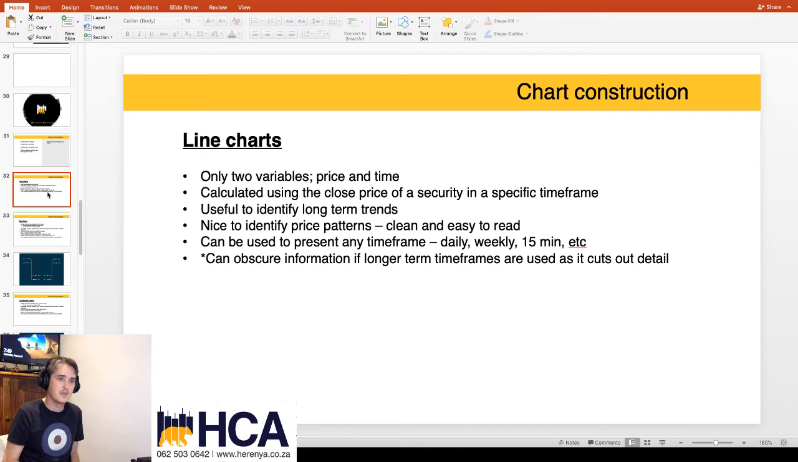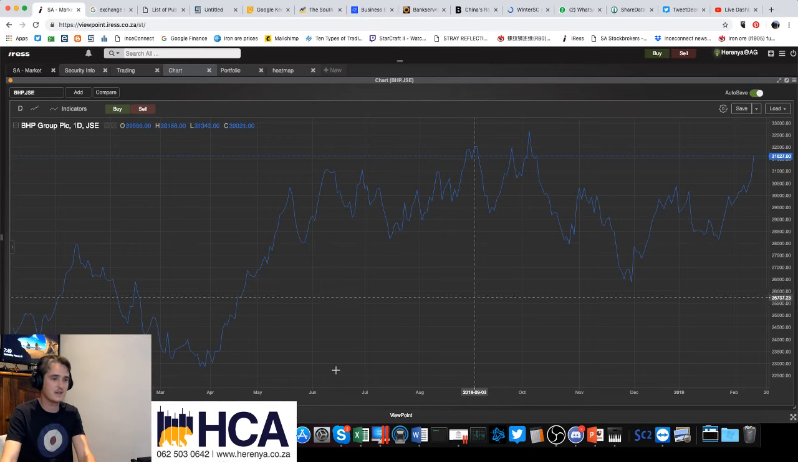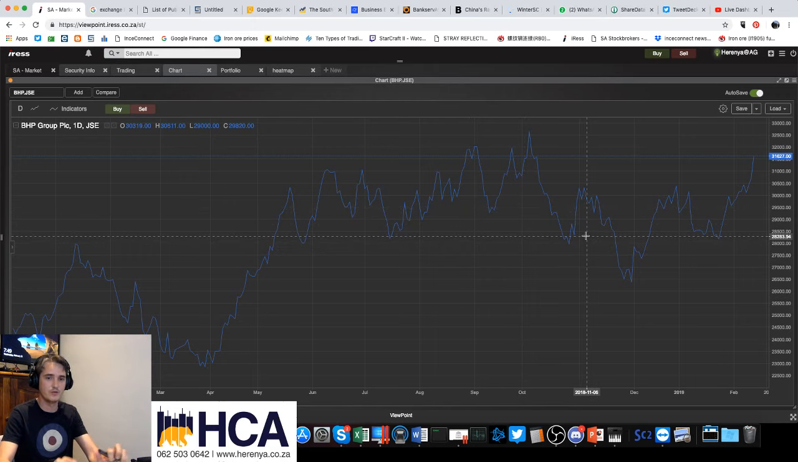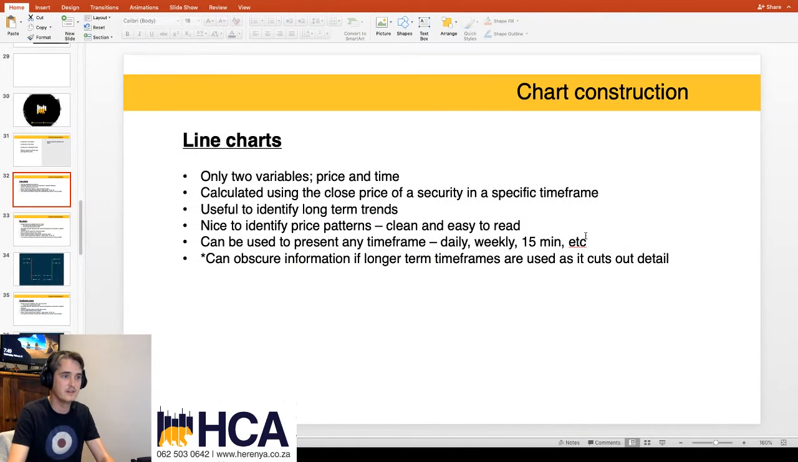So when looking at a line chart, it looks something like, I'm going to just open my training platform. It looks something like this. So we have time over here and we have price over here, right? And these are the only two price, or the only two data points that are plotted on this chart.